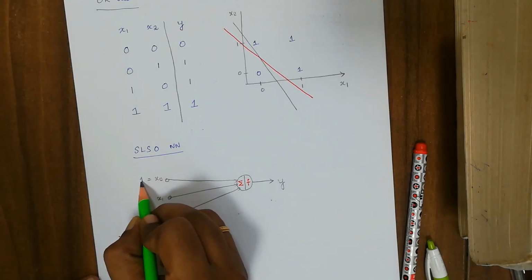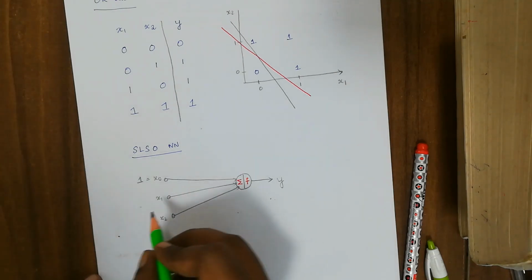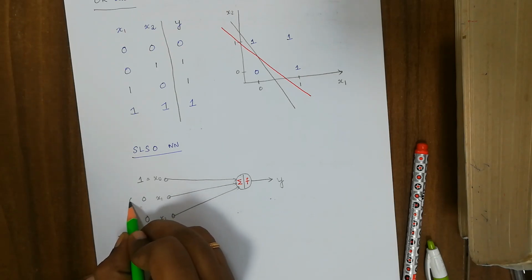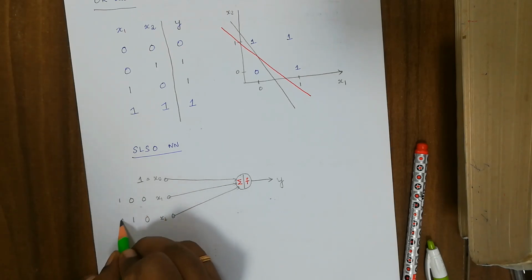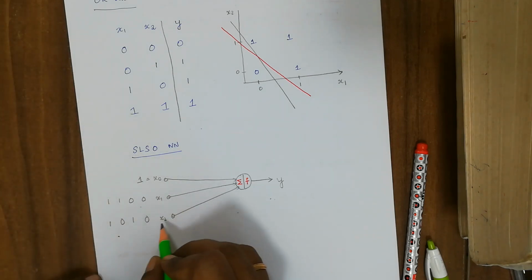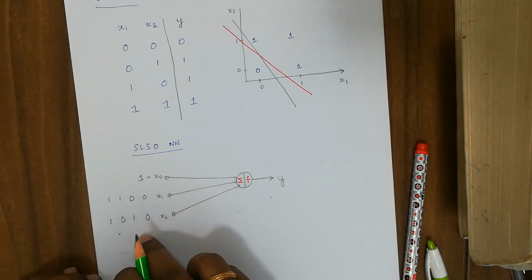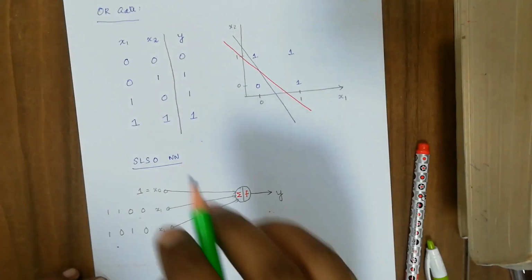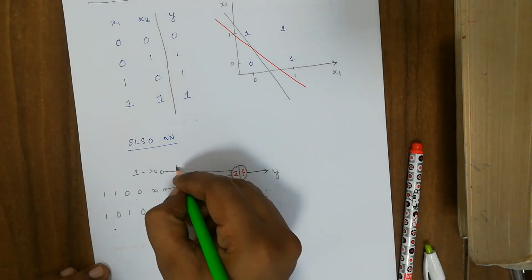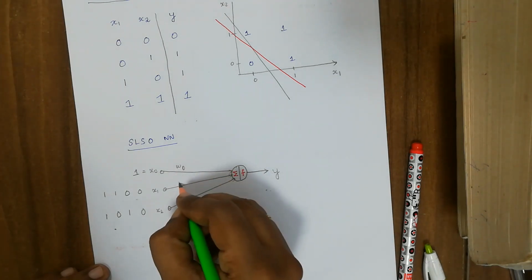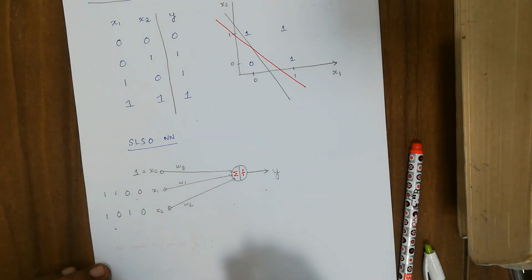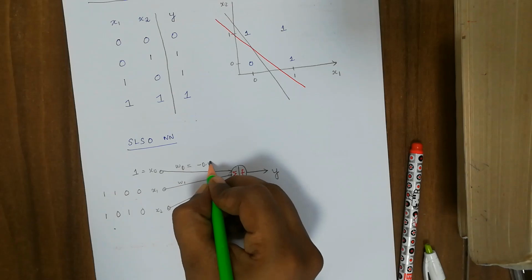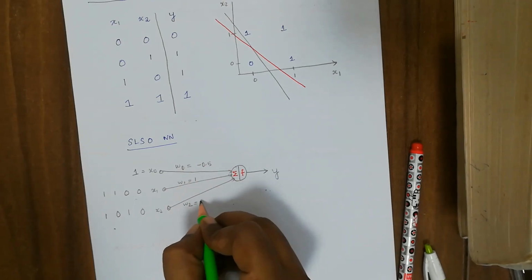The value of x0 is 1, which is nothing but the bias, and x1, x2, as before, will take the patterns 0 0, 0 1, 1 0, and 1 1. And we have to check for all these possible inputs whether we are able to get the y value as given in the truth table or not. Now what is left is to decide w0, w1, and w2, the weight vector. W0 is minus 0.5, W1 is 1, and W2 is 1.